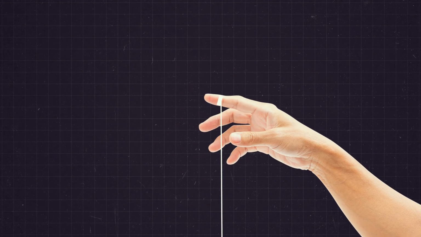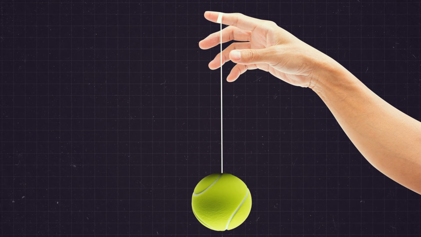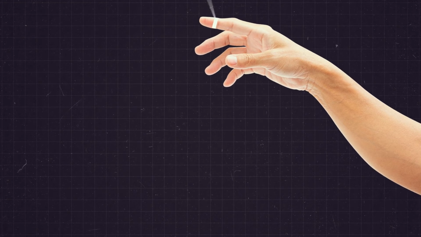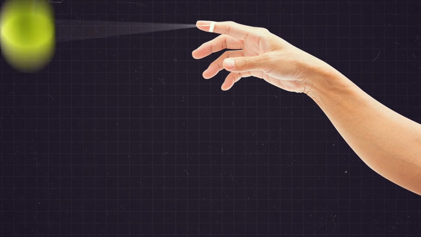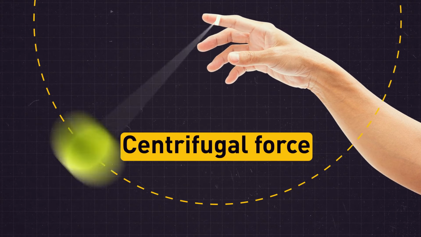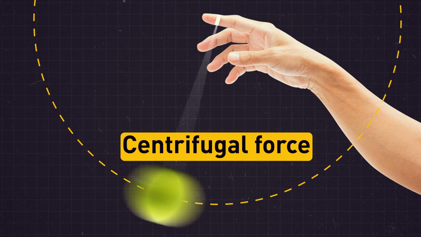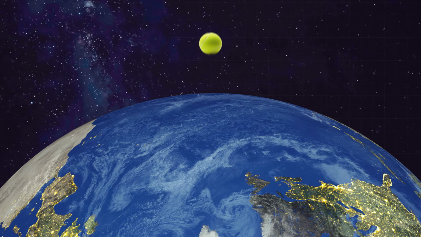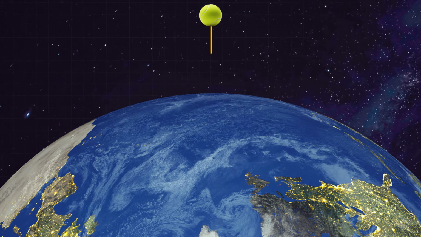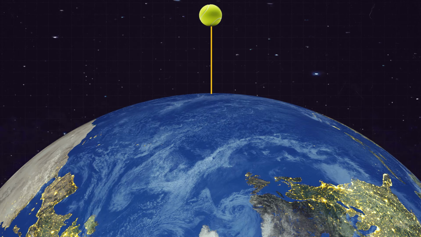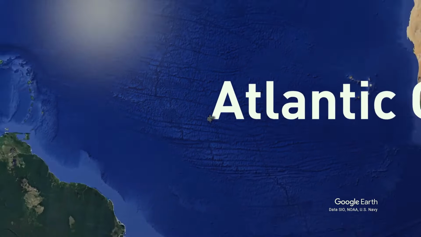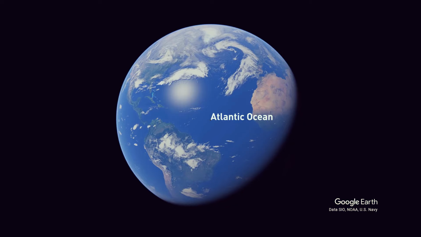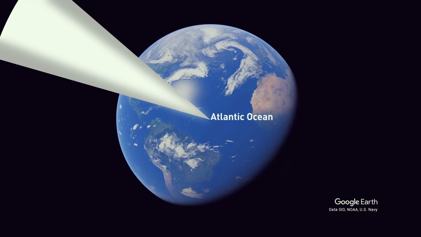Now, get a string, tie a ball at the end of it, and start spinning it. The string in your hand will stay in one place, and the ball will revolve around your hand. This is called centrifugal force, and the elevator will work in the same way. The ball will be the base in space, and the rope will hang toward Earth. The station from where we would enter the elevator would be in the middle of the Atlantic Ocean, and the line would extend from there.